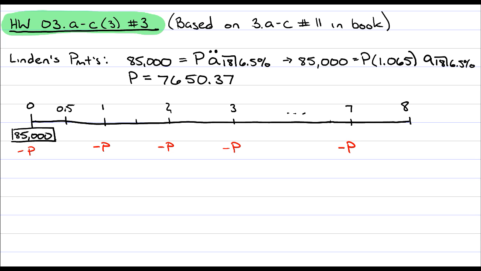On top of these payments that are getting made to Lyndon, in the middle of each year, the company also has to pay out these expenses for maintaining the policy. So at time 1/2, they have to pay out $140. At time 1.5, they have to pay out $140. So on and so forth.